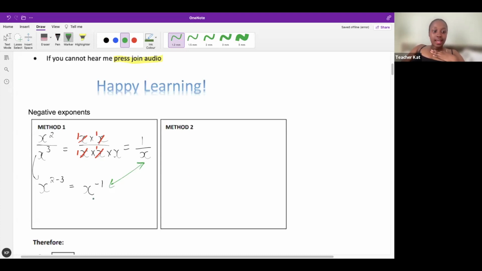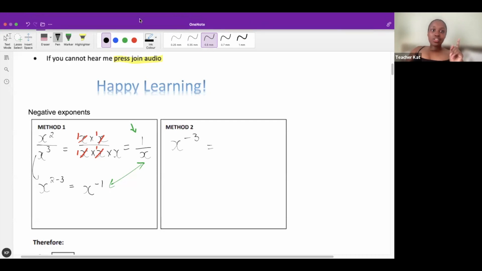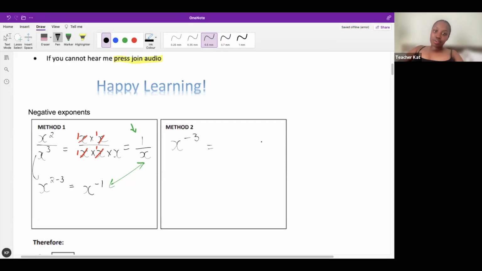So you can take anything with a negative exponent and convert it to a fraction. So that's what method 2 is today, okay? It says if you have a negative exponent, you can change the position. Change the position, not take it to the denominator. Pay attention to my words. Change the position of your variable or number. So x to the power of negative 3 can become 1 over x cubed, okay?